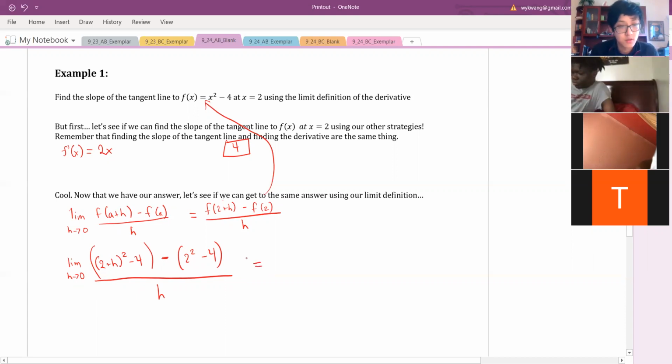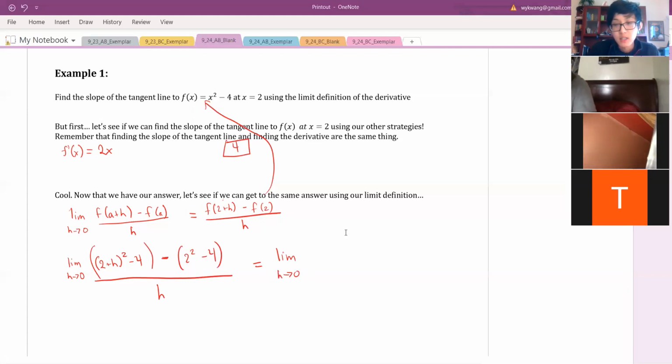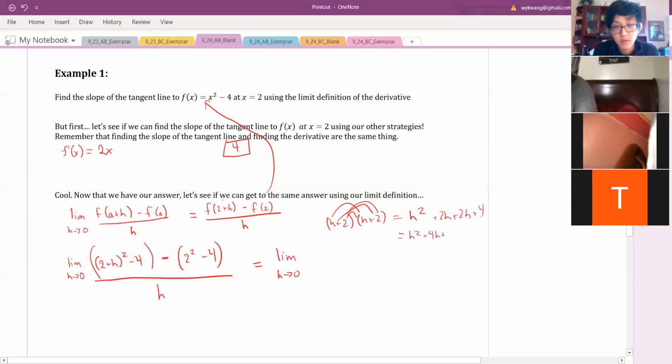Okay, cool. So now our job is to expand this, just to simplify stuff. This part is kind of annoying and tedious, but you just kind of have to deal. So 2 plus h squared, I'm just going to show my work for that. 2 plus h squared, same as h plus 2 squared. So it's going to be h plus 2 times h plus 2. Now, what is that equal to? That's equal to h squared plus 2h plus another 2h plus 4. So it's going to be equal to h squared plus 4h plus 4.